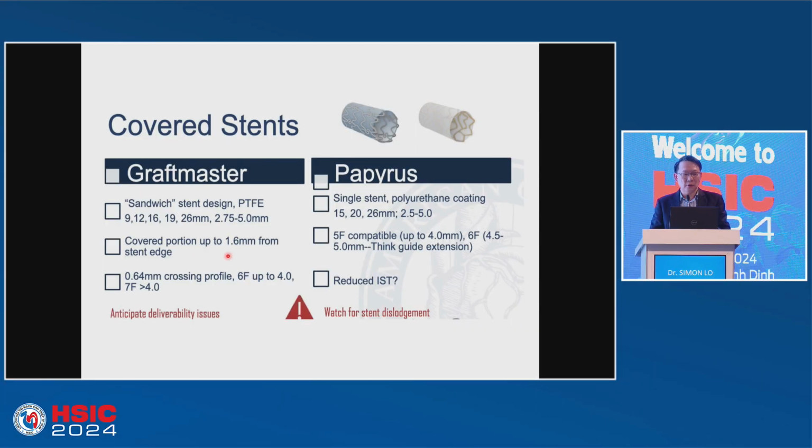But then I found out this GraftMaster actually, with the struts, you see, there is a covered portion only up to 1.6 millimeter from the stent edge. So actually, your stent edge is not covered. Only 1.6 millimeter inside the stent edge do you see the cover. So even if I pulled back 2 millimeters, maybe that's the reason why it was not fully covered, because the stent graft is so badly designed that there's a big gap, 1.6 millimeter, between the 2 ends of the stent and the graft.